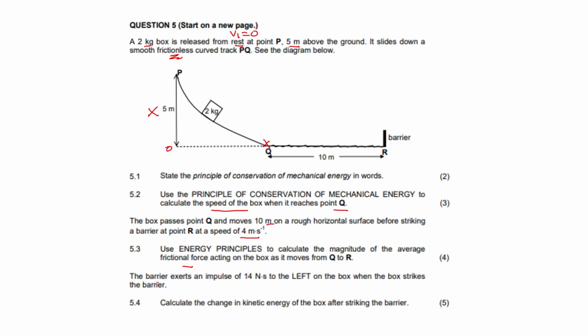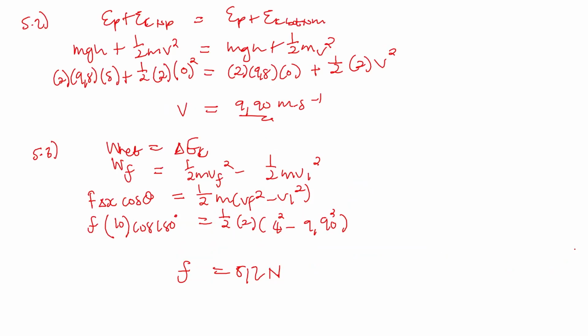Then the barrier exerts an impulse of 14 newtons per second to the left on the box when the box strikes the barrier, 5.4. Calculate the change in kinetic energy of the box after striking the barrier. So we can take left as negative or left as positive. I take left as negative and right as positive. So I'll just tell the examiner that's what I'm doing. So I'm just going to erase what's on the slide so I can do 5.4.